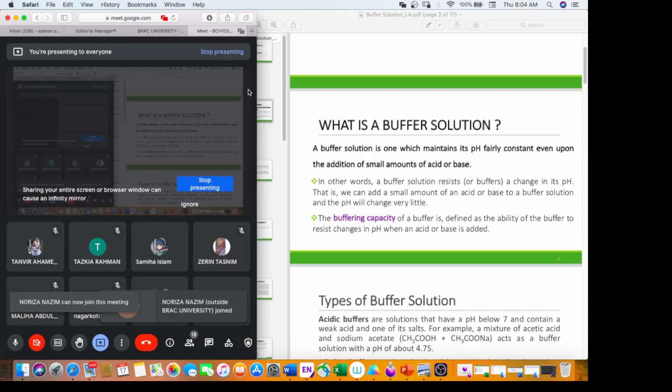A buffer solution is a solution that maintains the pH fairly constant even if you add a small amount of acid or base. Clear? Yes, sir. So that means a buffer solution resists change of the pH. In Bangla, the buffer solution will resist the change in pH. Clear?